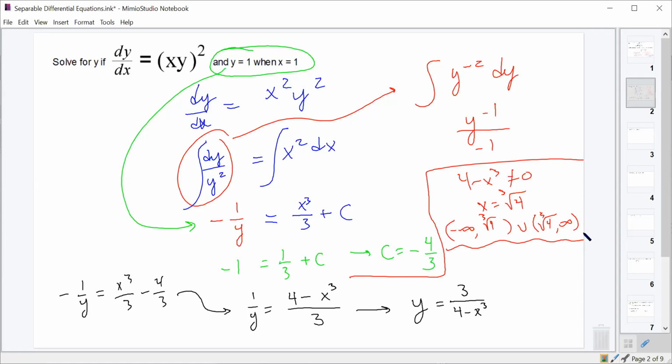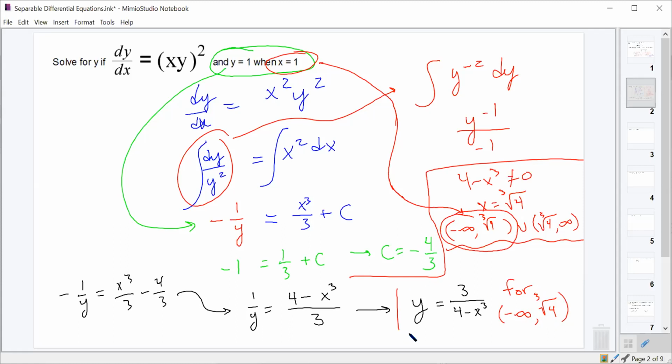We choose the one that includes our given point, which is the point where x is 1. Where does x equals 1 fall? Between negative infinity and the cube root of 4, or between the cube root of 4 and infinity? Negative infinity and the cube root of 4. So we will only choose this piece of it. So we'll say negative infinity to the cube root of 4. Any questions on that?